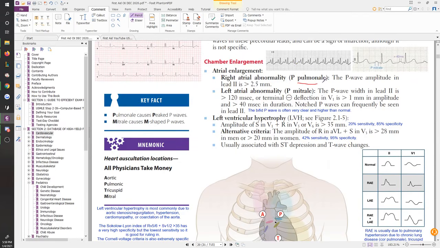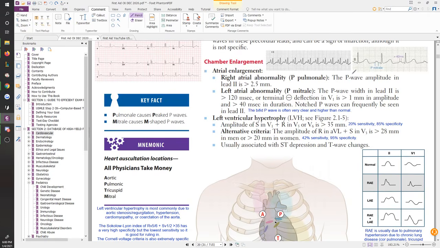Pulmonale being the fact that it's something related to the right side. Just like cor pulmonale, back in step 1, cor pulmonale meant you had isolated right heart failure. Okay, so P pulmonale is telling you that you have right side atrial abnormality. Left atrial abnormality is known as P mitrale, which might be due to left atrial pressure being high. Maybe the PCWP is also high. What you notice here is that the P wave in lead 2 is going to be very long. It's going to be very wide in lead 2, and you start noticing these notched P waves that can frequently be seen in lead 2 as well.